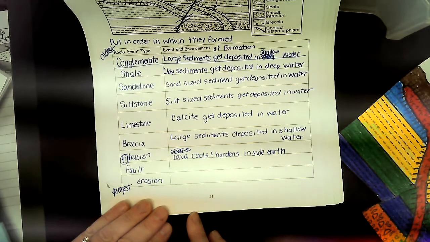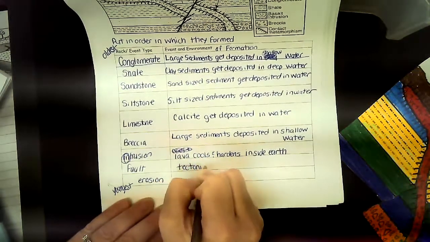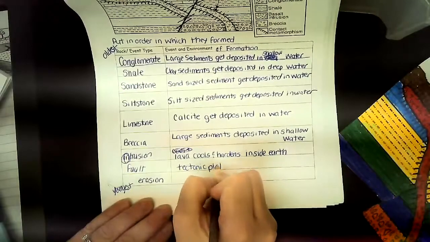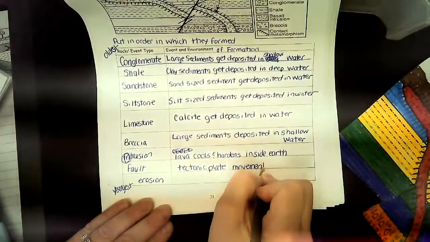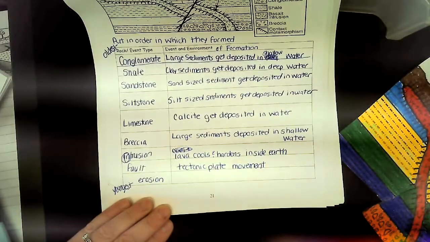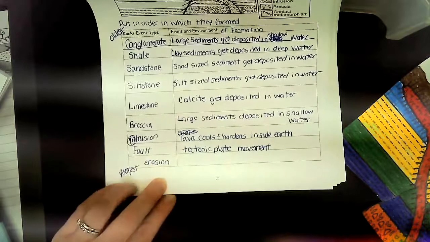And a fault. What's the event that would create a fault? Yeah. Tectonic plate movement, I guess is what we'll call it. You can word that however you want. Now for the where, you could say inside Earth, but that's good enough. It's just plate tectonic movement.